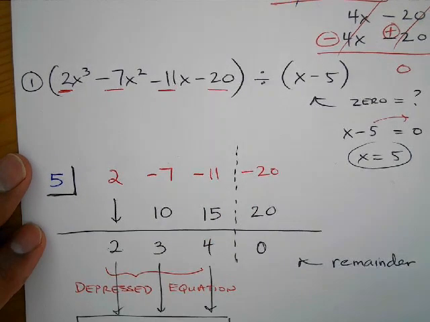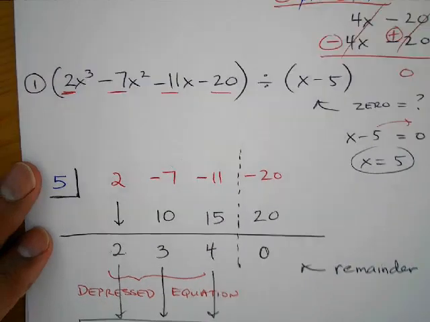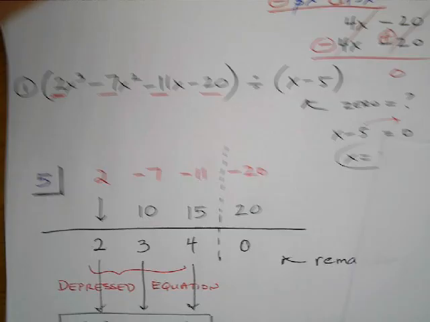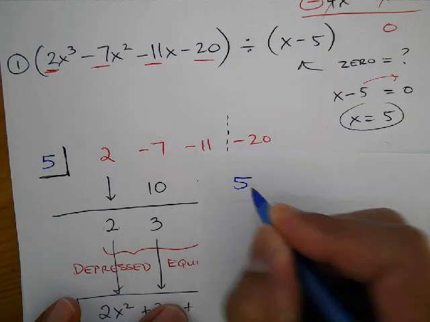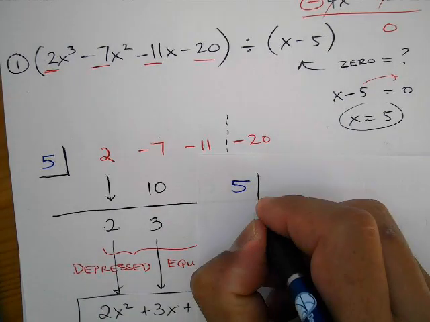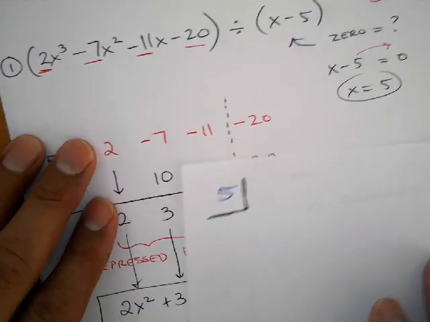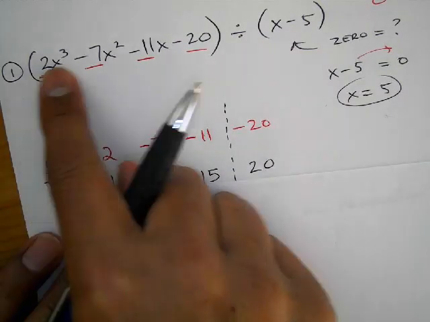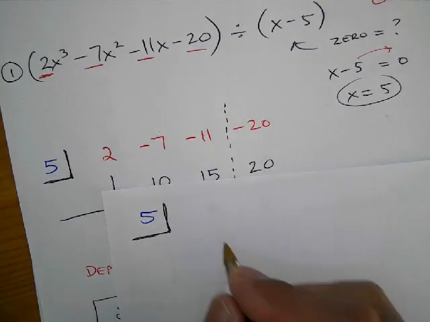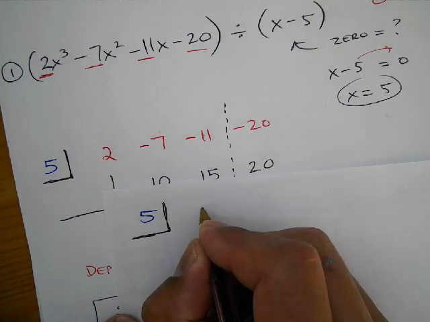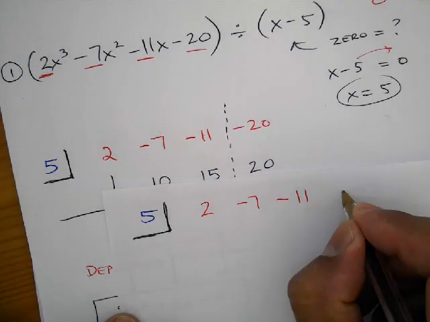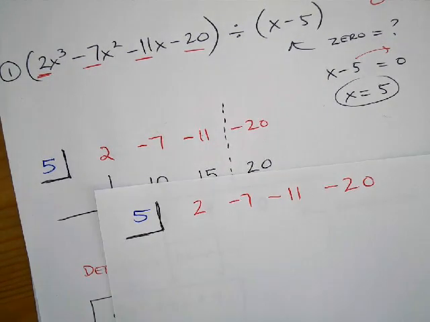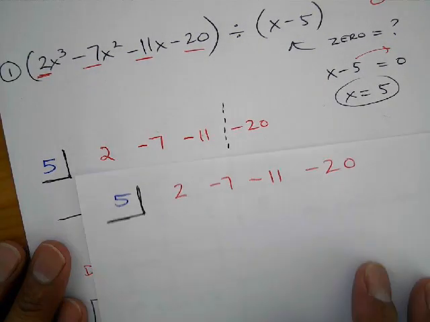All right, so let me pick it up from here again and explain these steps. So I'll copy this over. This is a 5. Goes in that box. These numbers, where did I get them from? From here. Make sure it's in order. Make sure there's no missing terms. 2, -7, -11, -20.